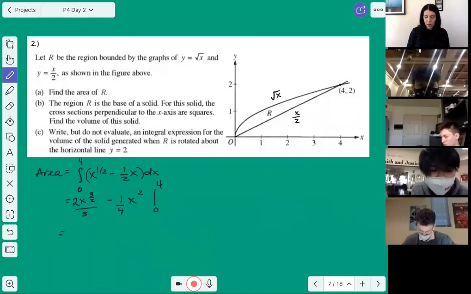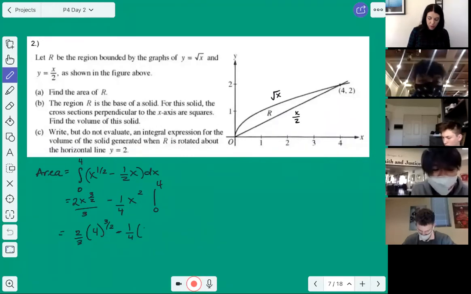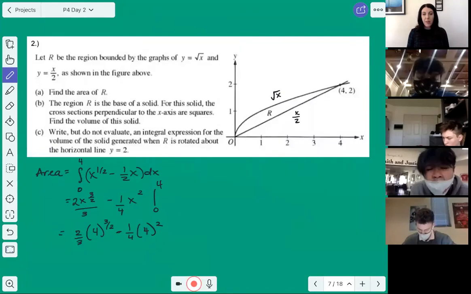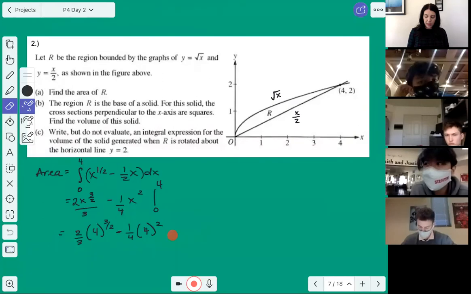Some guys get confused on what that to the 3/2 means, because we're going to have 2/3 times 4 to the 3/2 minus 1/4 times 4 squared. And then we're going to subtract 0. So I don't really need to show that. You can if you want to be extra careful, but you don't need that subtract 0 because in this case it is just a 0 there. So I'm going to erase that.